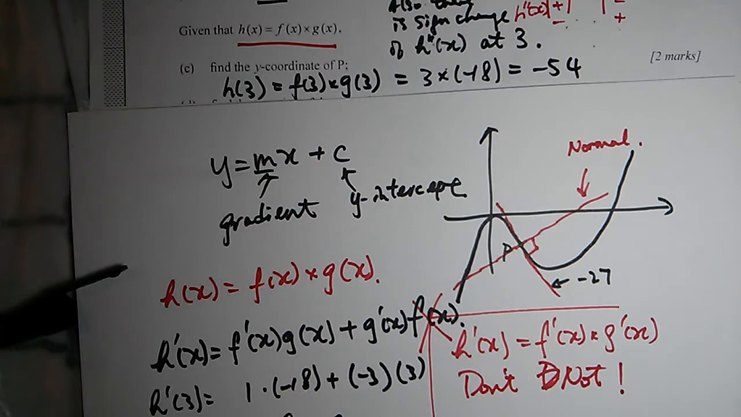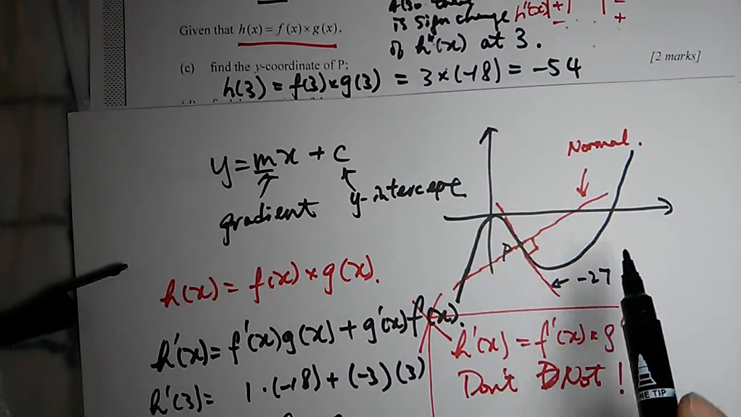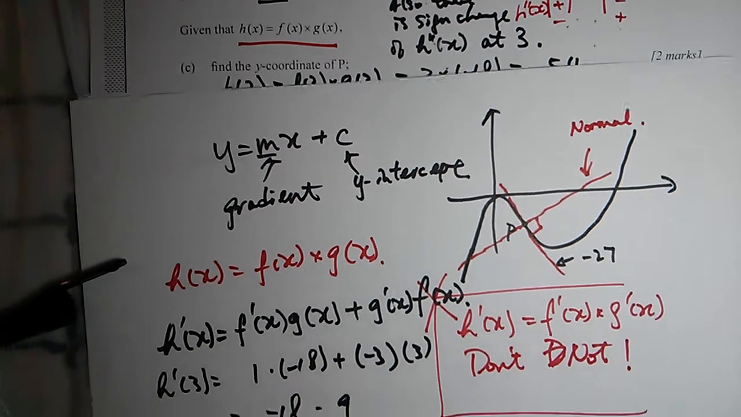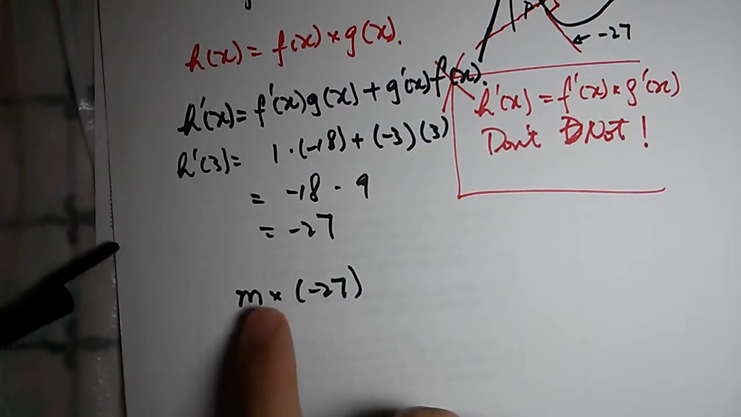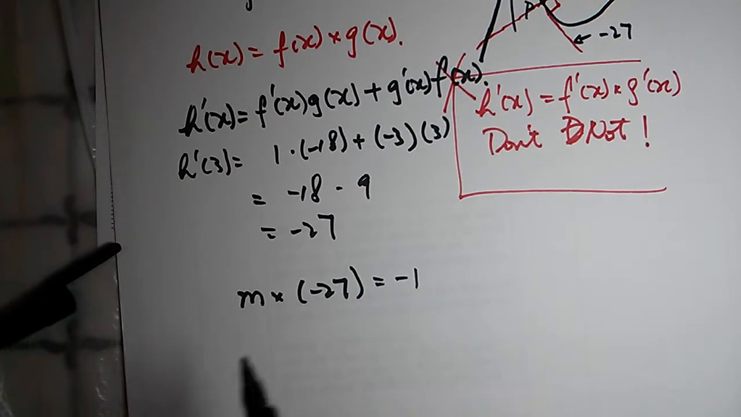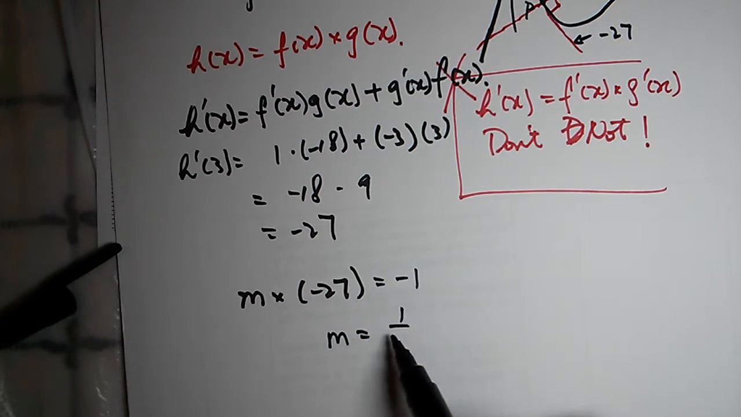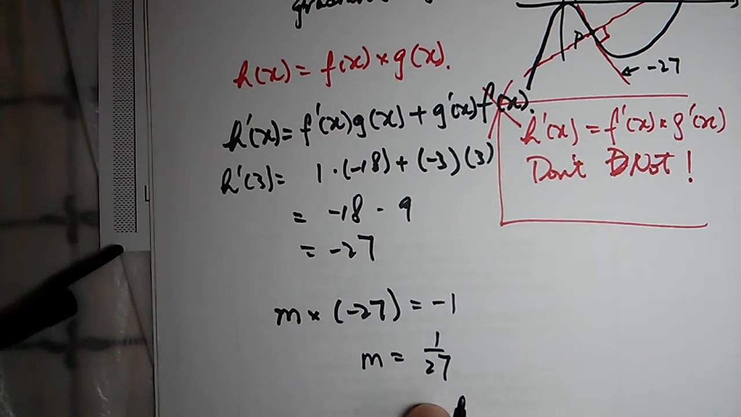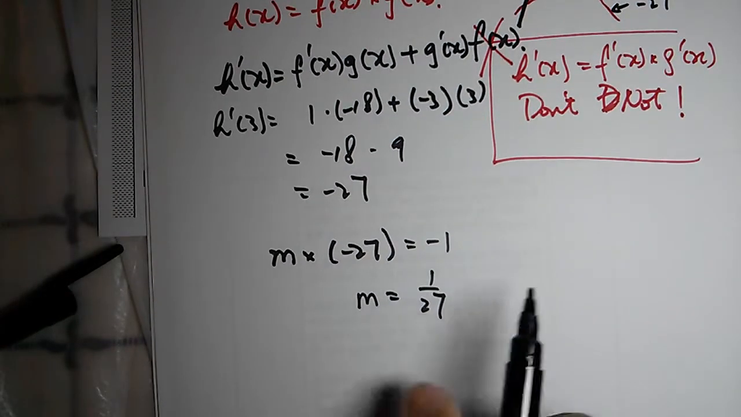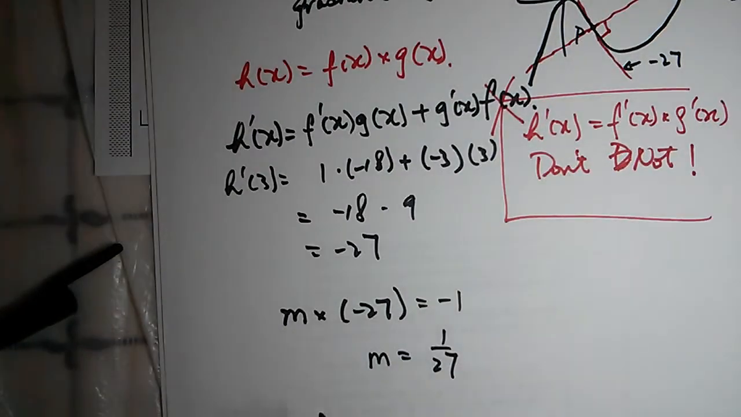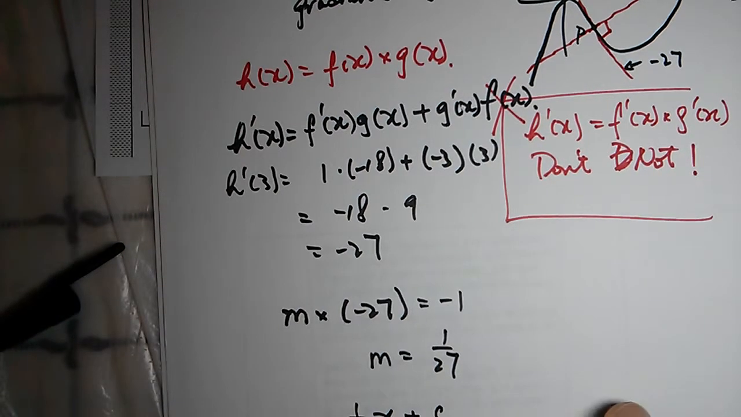But we are looking for the normal. The normal is perpendicular to the tangent. So if we multiply the gradients together, we should get negative 1. This gives m equals negative 1 divided by negative 27, which is 1 over 27. So that gives you the gradient of the normal. Now we plug this back into our equation of a straight line. So y equals 1 over 27 x plus c, where c is the y-intercept.